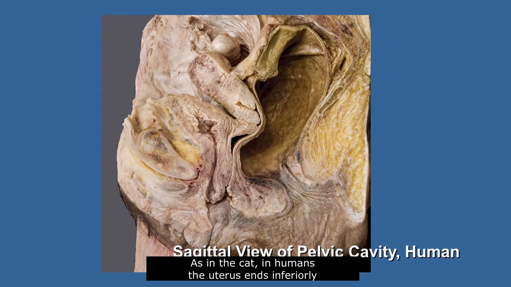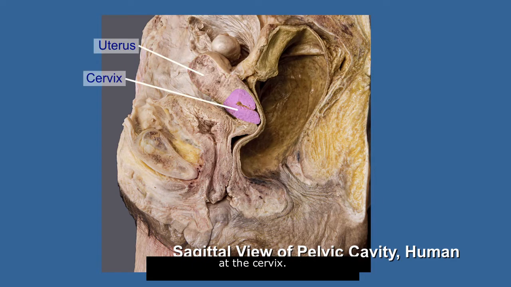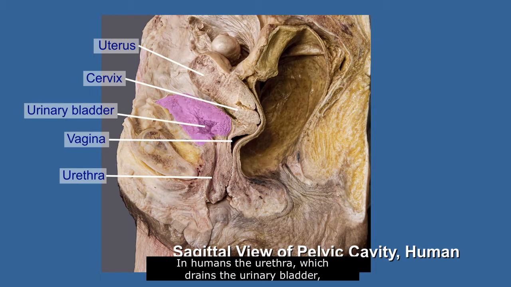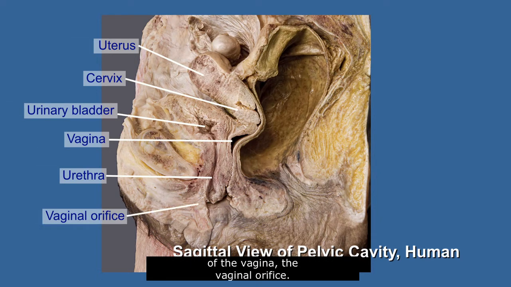As in the cat, in humans, the uterus ends inferiorly at the cervix. The cervix opens into the vagina. In humans, the urethra, which drains the urinary bladder, has a separate external opening located anterior to the opening of the vagina, the vaginal orifice.